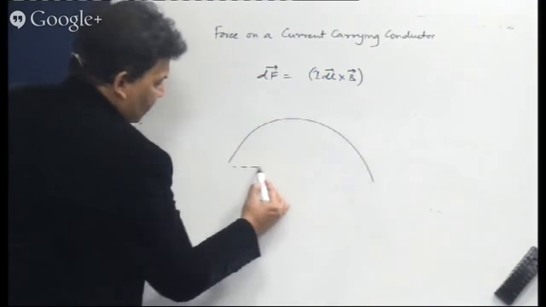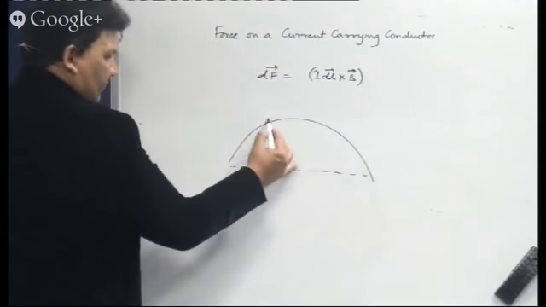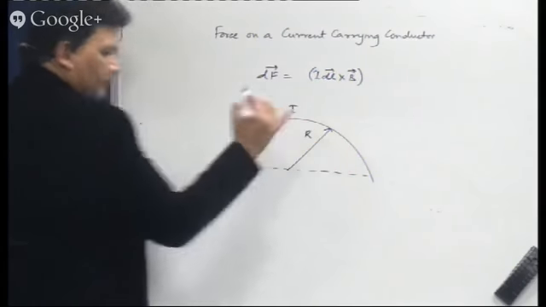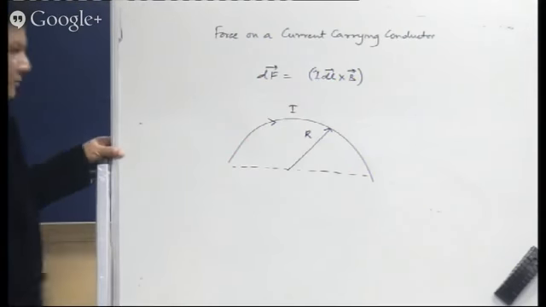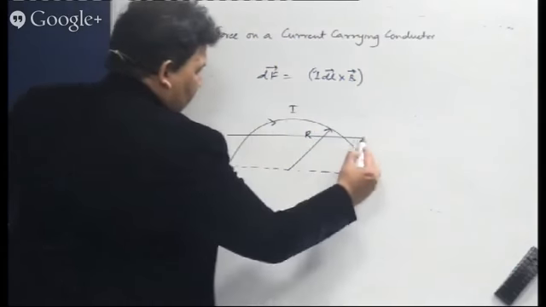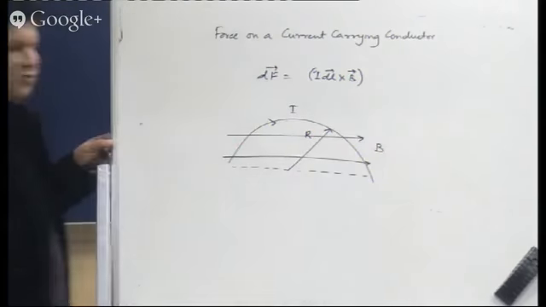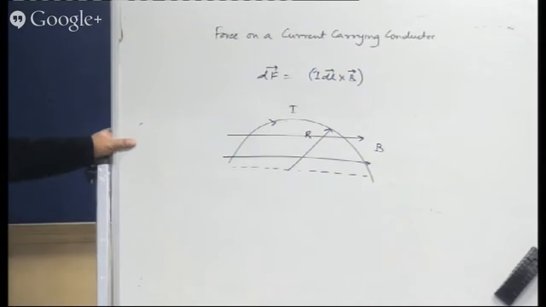Now, for example, if I say this is a semicircular conductor which is carrying current I and the radius is R. This is the direction of magnetic field. What will be the direction? What will be the value of force?